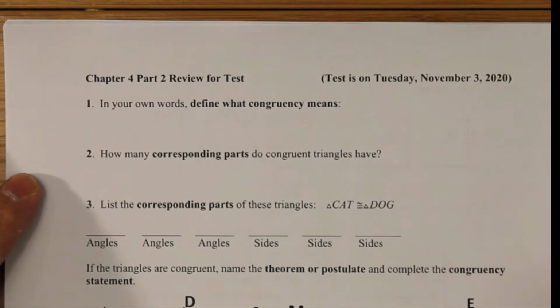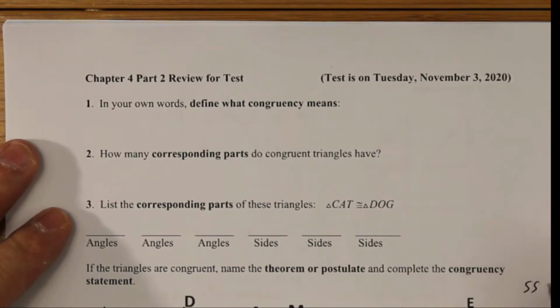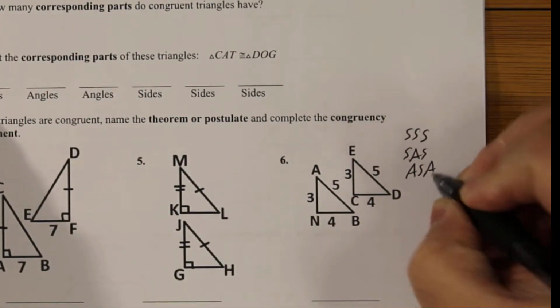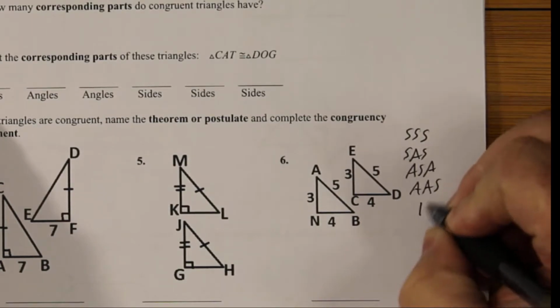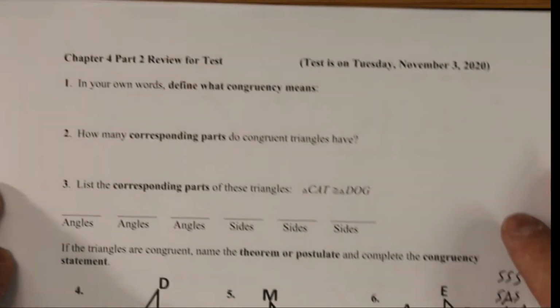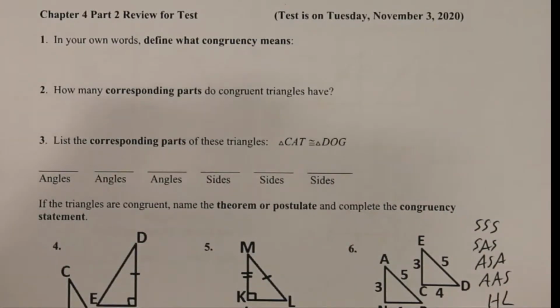Matter of fact, over here in the theorems or postulates section, I recommend that you start off putting that. So side, side, side; side, angle, side; angle, side, angle; angle, angle, side; and a hypotenuse leg. That way you can kind of eliminate the options, because on the test it's multiple choice, and you're looking through them and finding at least which ones are not possible when you get there.